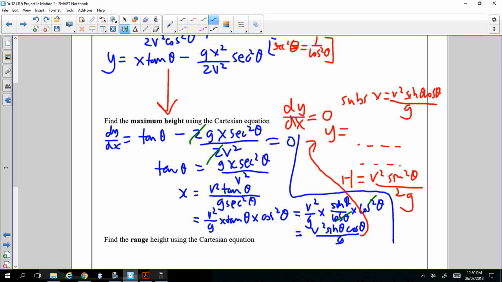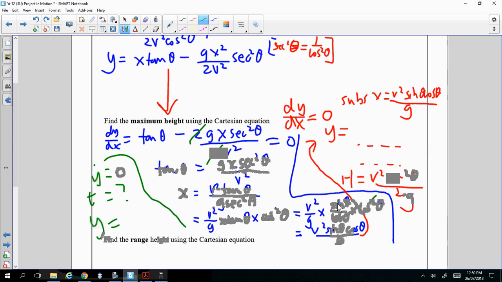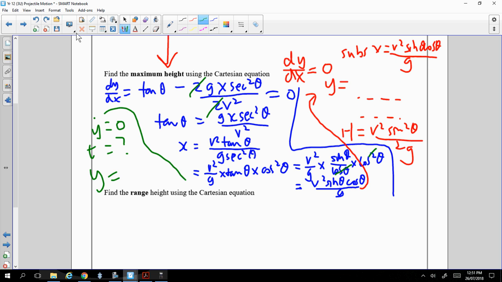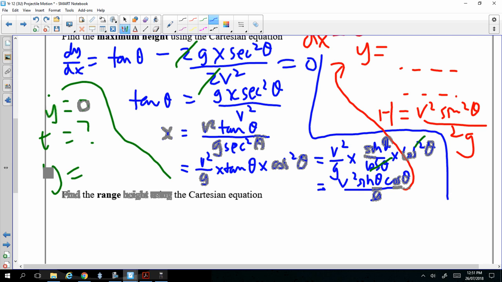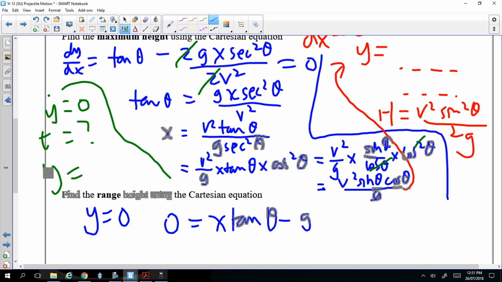And then finally, we can also get the range from the Cartesian form. Just make y equal to 0 and solve this equation: x tan theta minus g x squared sec squared theta over 2 v squared. Then you just solve for x. So either x is 0, or the other one, if you solve it, equals 0. If you solve for x, you should get the range.